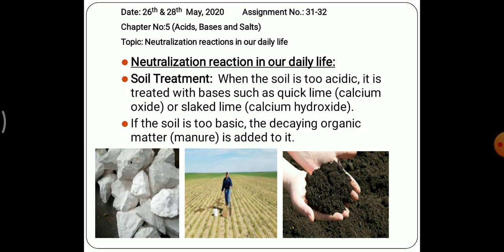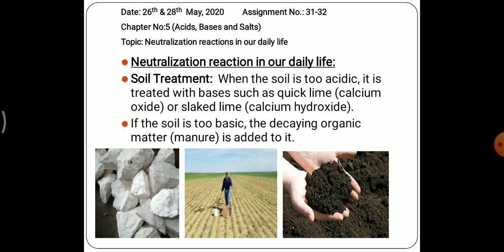So what are these? These are bases. So what will these bases do? They will neutralize the excess acid present in the soil and reduce its acidic nature. So most farmers add quicklime in the field if the soil is too acidic. Suppose the soil is too basic, then what will we do? Then we can add organic matter like manure or compost to it. So a farmer should add decaying organic matter in his fields if the soil is too basic.